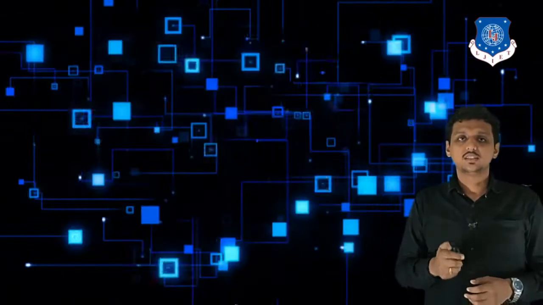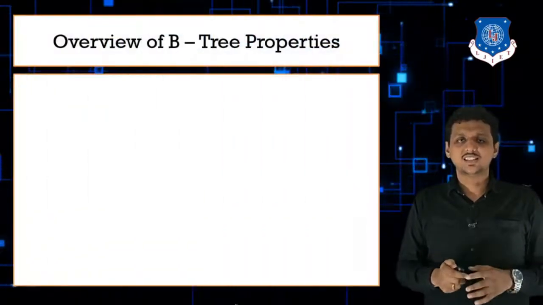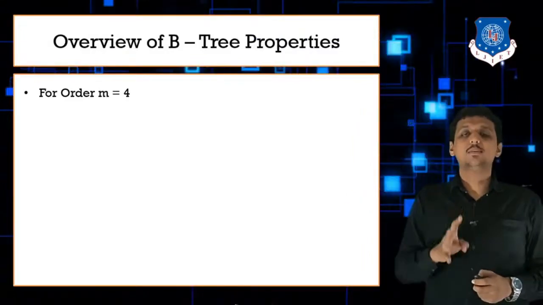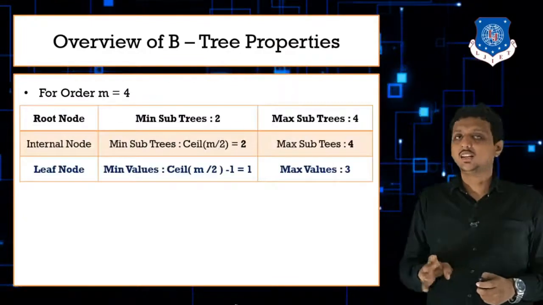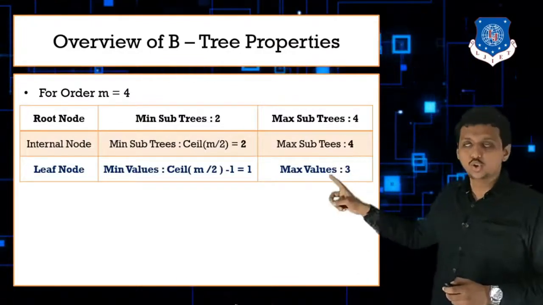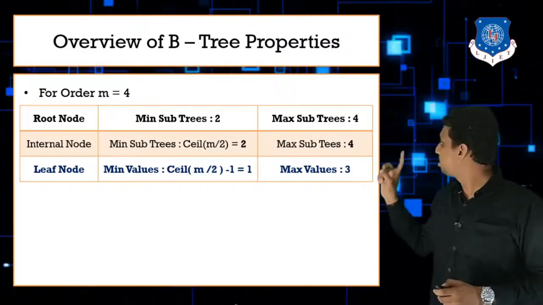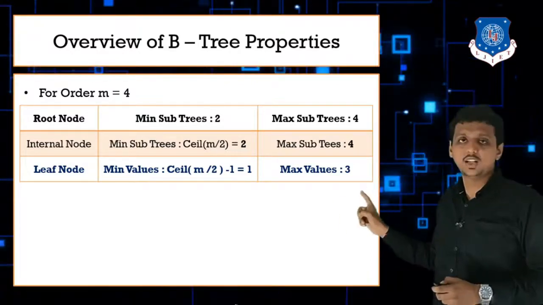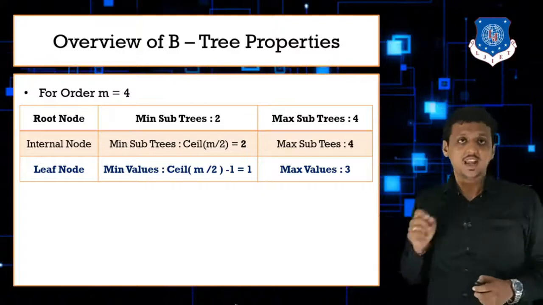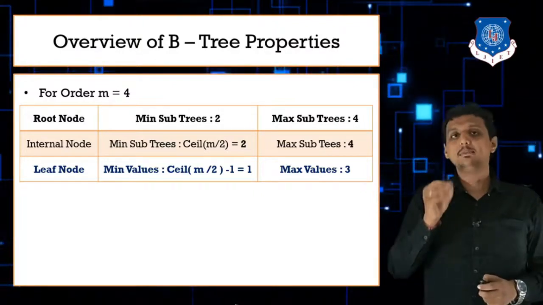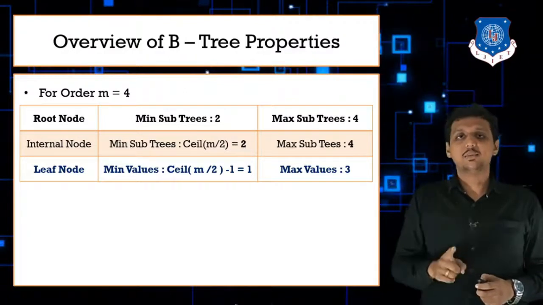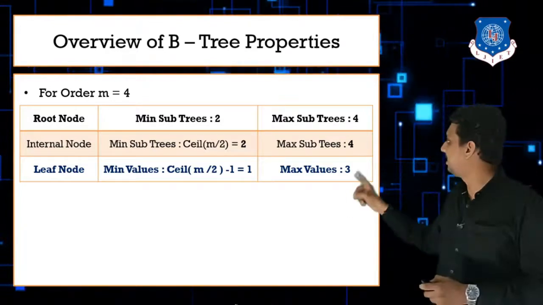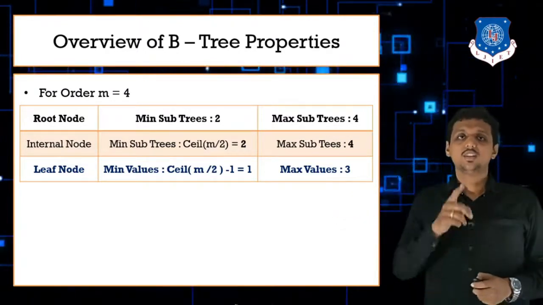Let's take an example. Suppose your B-tree has order 4, that is, m is equal to 4. Then your root node should contain a minimum of 2 subtrees and a maximum of 4 subtrees. Your internal node should contain a minimum of 2 subtrees and a maximum of 4 subtrees, and your leaf node should contain a minimum of 1 value and a maximum of 3 values. Why values? Because this is a leaf node, it does not contain any subtrees.